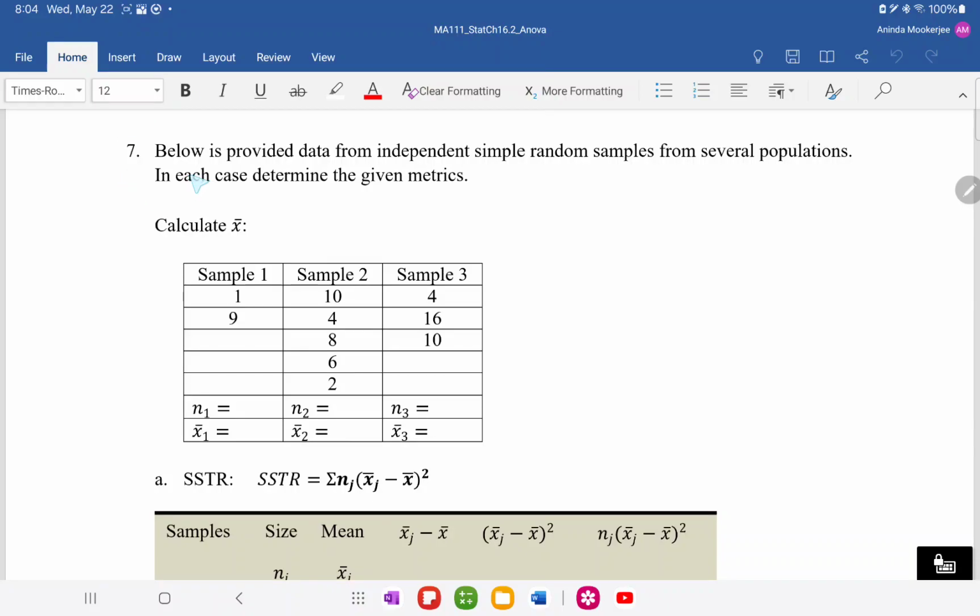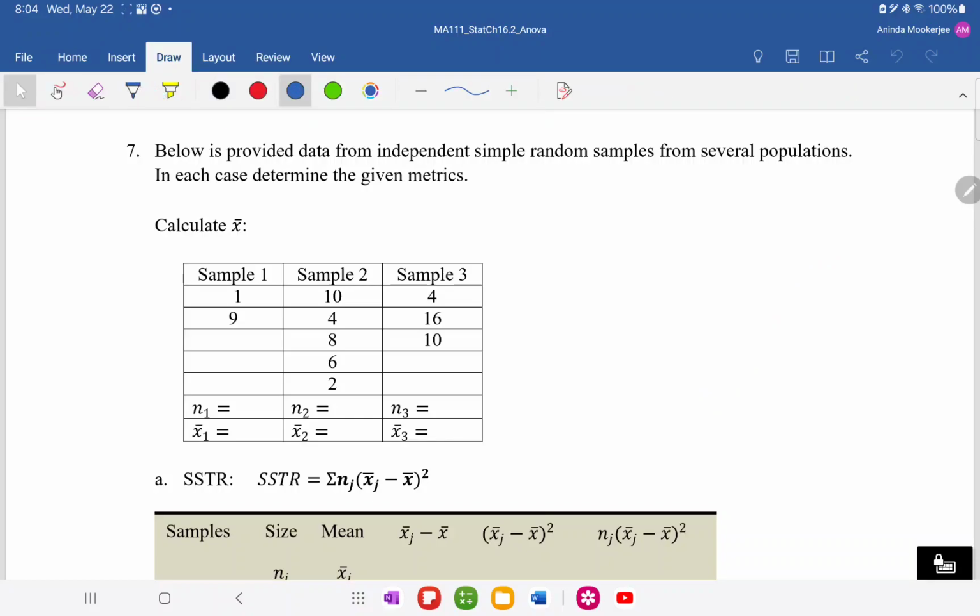All right. So here it says below is provided data from independent simple random samples from several populations. In each case, determine the given matrix. All right. So there are 3 samples from 3 populations. Each of these samples come from 3 different populations. Let me pull out my pen here. Right, so this is going to be population 1, population 2, and population 3. So we will be comparing the means of 3 populations.